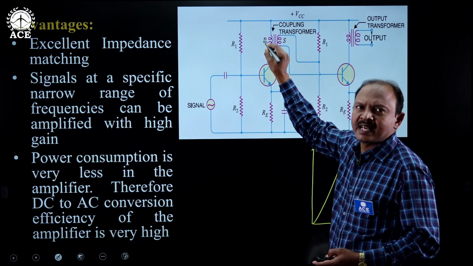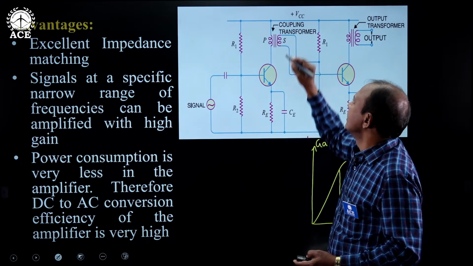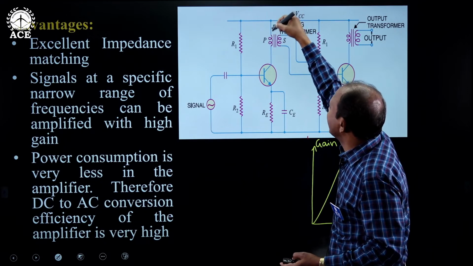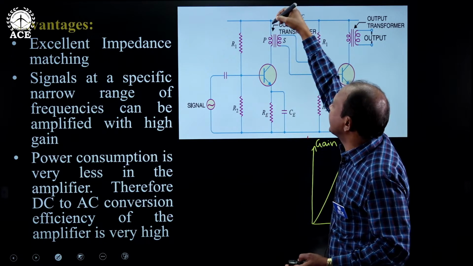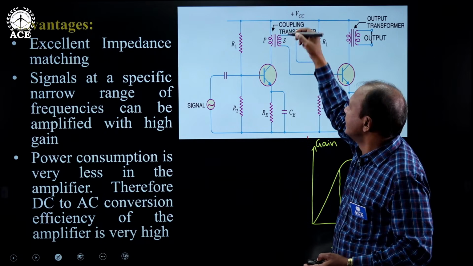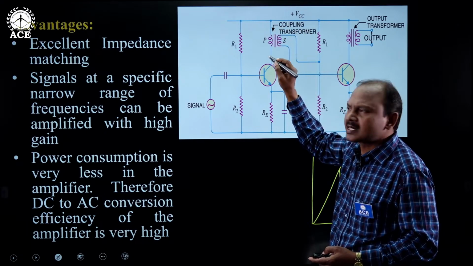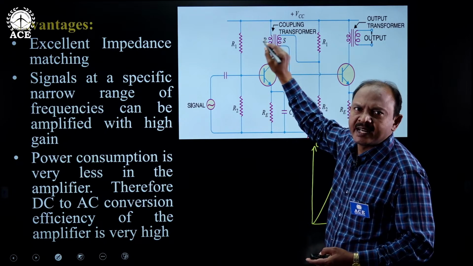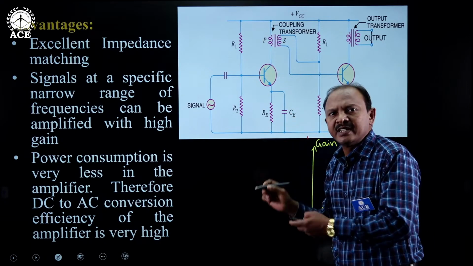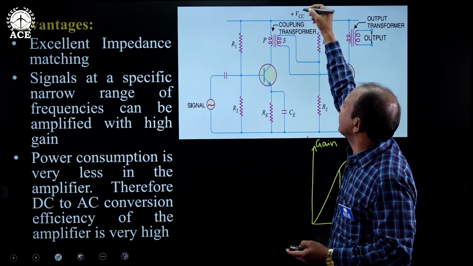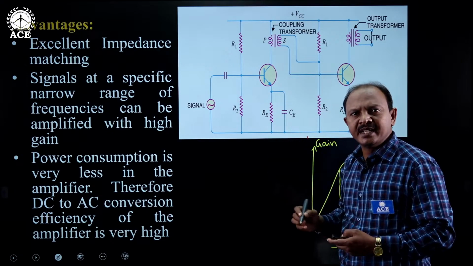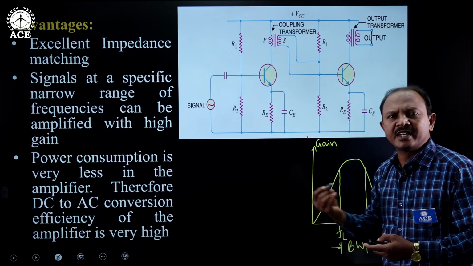Instead of that, we are using a transformer. Then what happens? Whenever DC current is flowing, whenever this VCC is supplying a DC current into the BJT, this primary winding simply acts like almost a short circuit. As a result, no DC power is wasted at the collector load. As a result of that, the entire DC power given by the supply can be drawn by the BJT, which can be later on converted into AC.